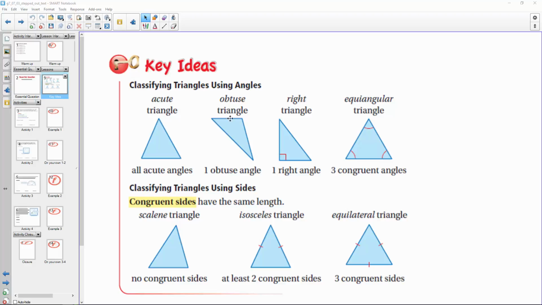An obtuse triangle, if you look at it, has one angle larger than 90 degrees. It only takes one to make it an obtuse triangle. So this one here has a larger than 90 degree angle, so it's obtuse. If I have a right angle, it's called a right triangle, so that's pretty easy.